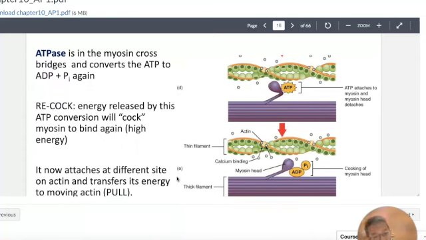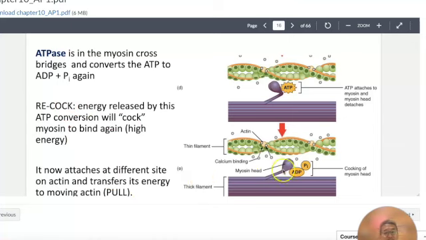So this is called ATPase. ATPase is in the myosin cross bridge and converts ATP to ADP and Pi. Okay, right there. ATP attaches to the myosin head for it to detach.